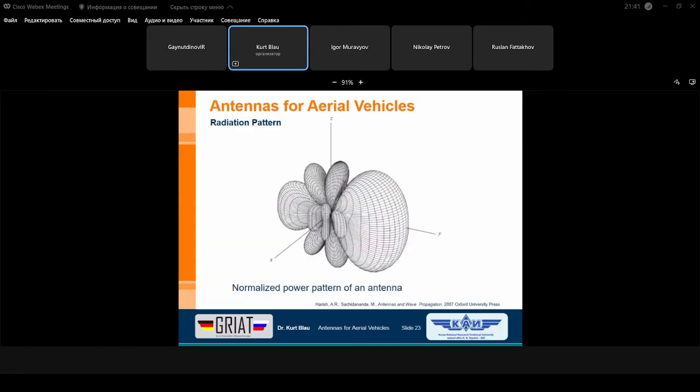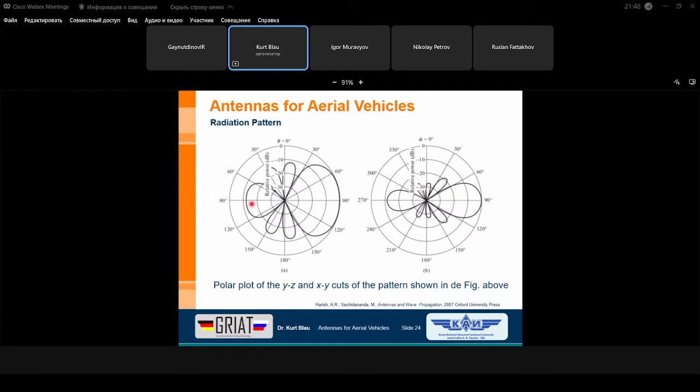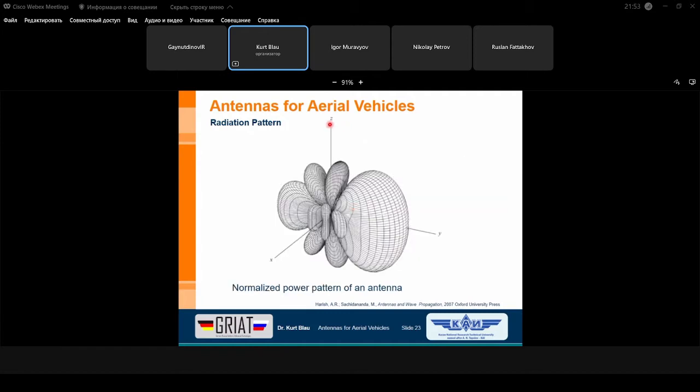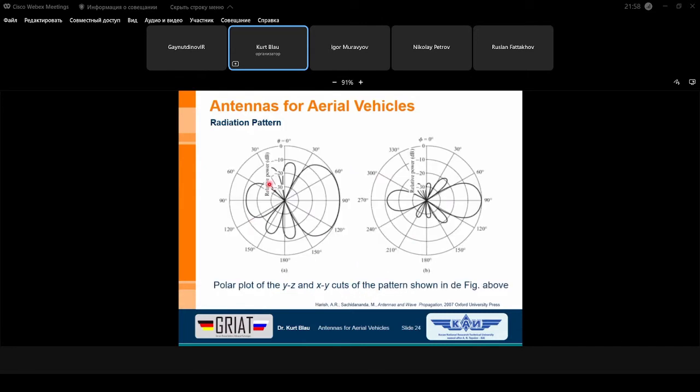Then I showed you some different figures. This is a little bit more complicated, also with special cuts. Here we have the cut in the ZY plane, visible here, and in the XY plane, visible here. This is with a smaller, for instance, half power beam width. This is the opening angle. Half power beam width means 3 dB from the maximum.